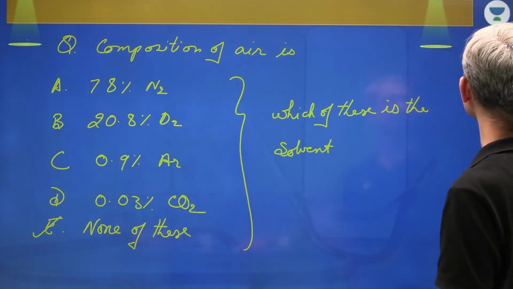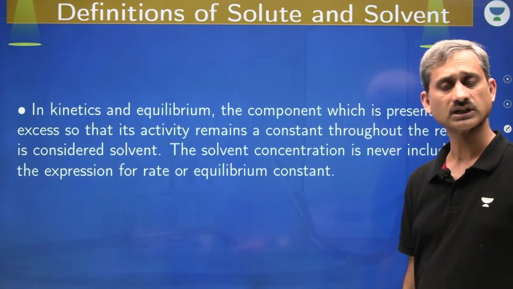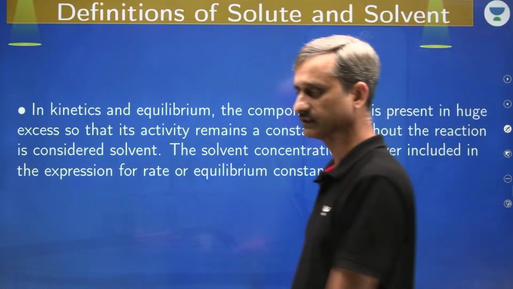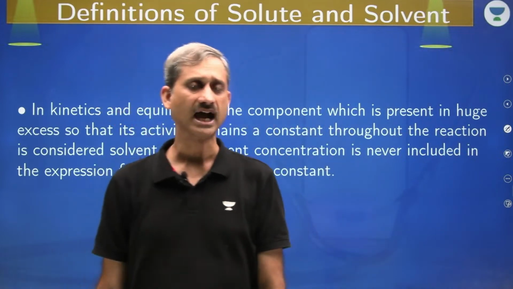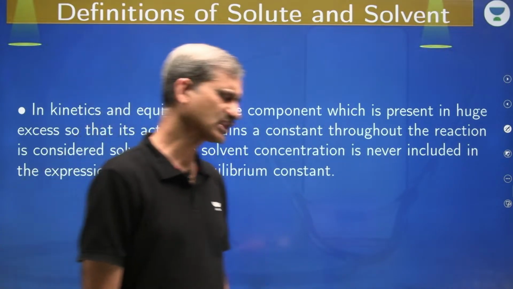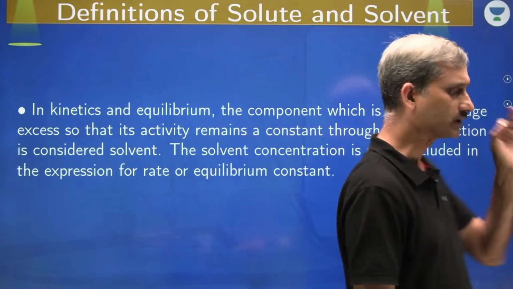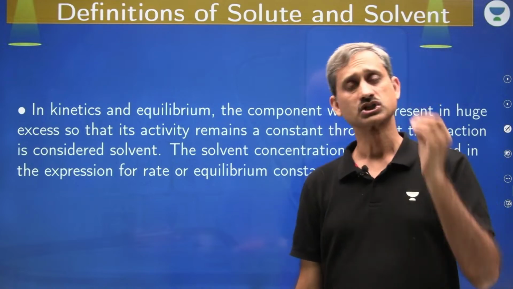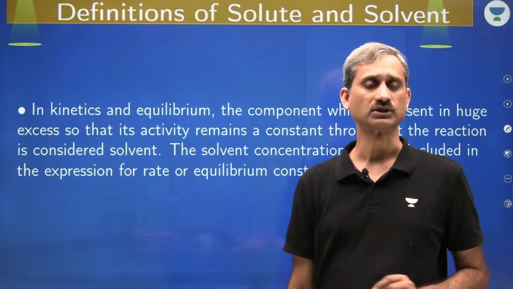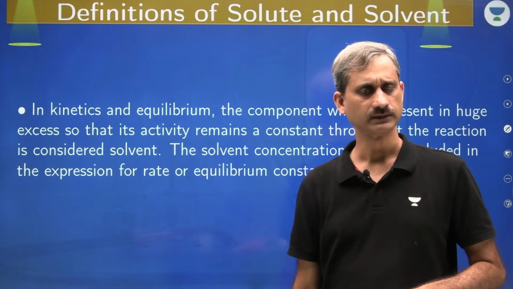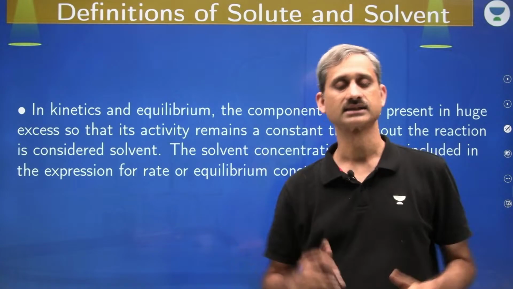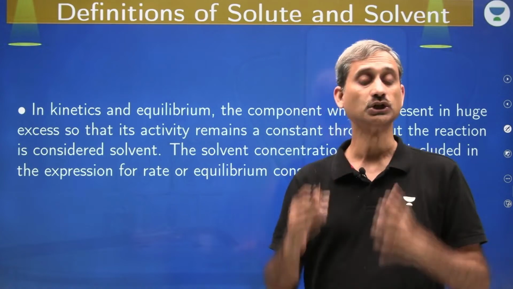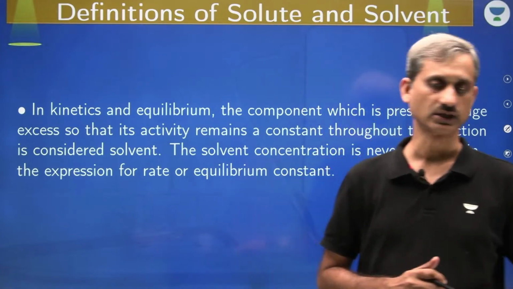But there are certain chapters in which we use a different definition of the solute and the solvent, like the chapter on chemical kinetics and the chapter on equilibrium. In these chapters, we consider the solute and solvent depending on which is in huge excess. The solvent in these chapters, by definition, is a component which is in such a huge excess that a small change in its concentration will not lead to any change in the rate of reaction.